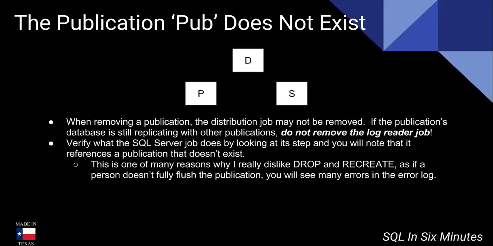All right, let's look at the error. The publication pub does not exist. Pub being anything, could be X, whatever you call it. First of all, we're going to look at just kind of a generic setup. You see here there's a publisher, a distribution server, and a subscriber server.